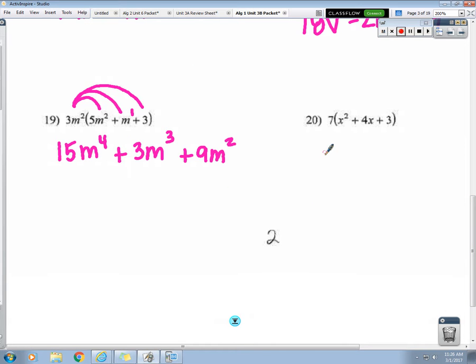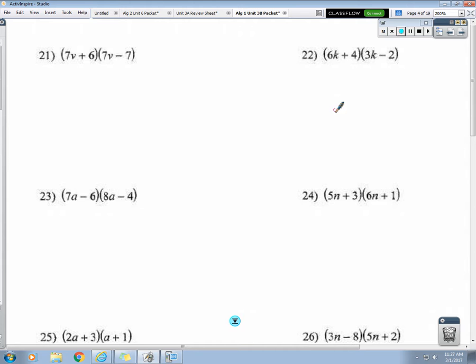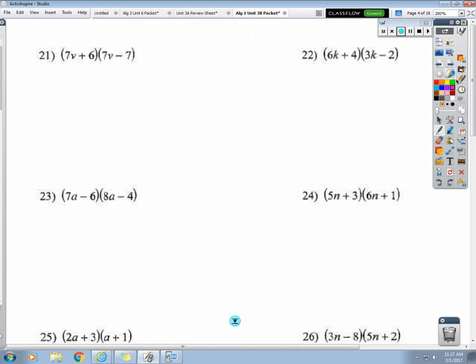Number 20. A binomial times a trinomial. Binomial times a binomial. Correct. On the next page we have a binomial times a binomial. So for the first one, just watch.